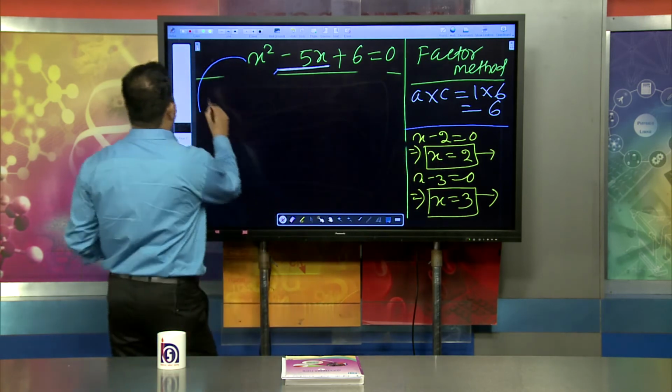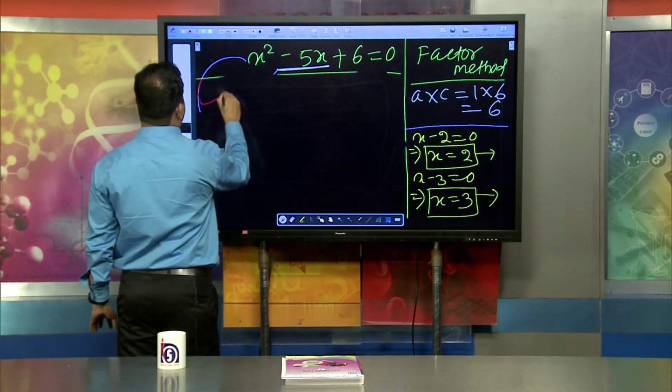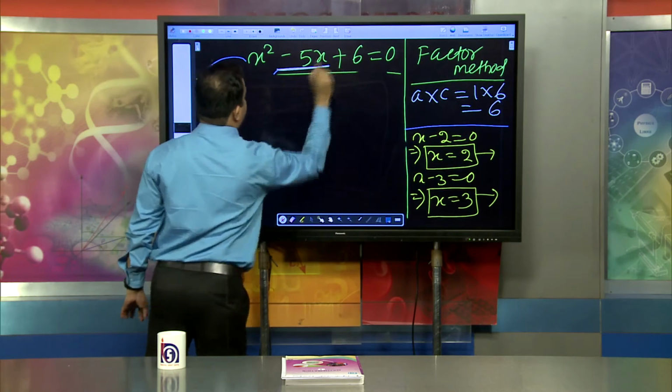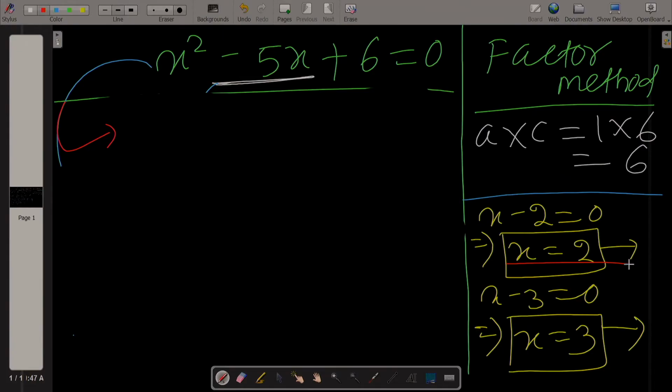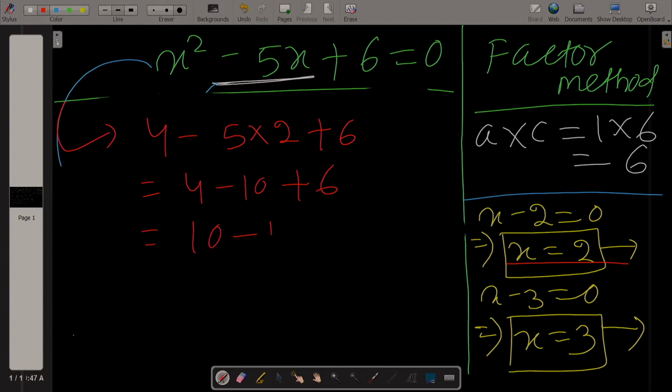When talking about whether my solution is correct or not, the important thing is we can self-verify. Suppose in this equation x square minus 5x plus 6, I take x equal to 2. I get 2 whole square, that is 4, minus 5 into 2, plus 6. That is 4 minus 10 plus 6, which is 10 minus 10, again equal to 0. So, it is equal to 0.